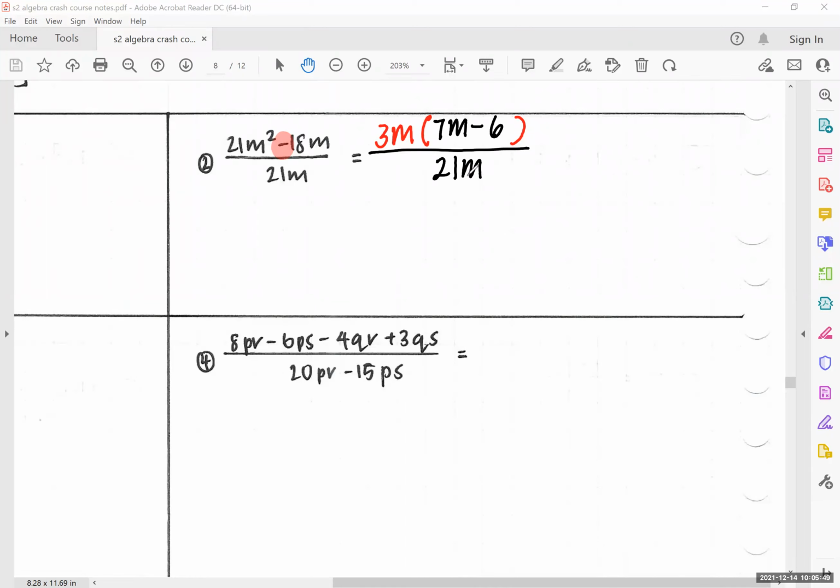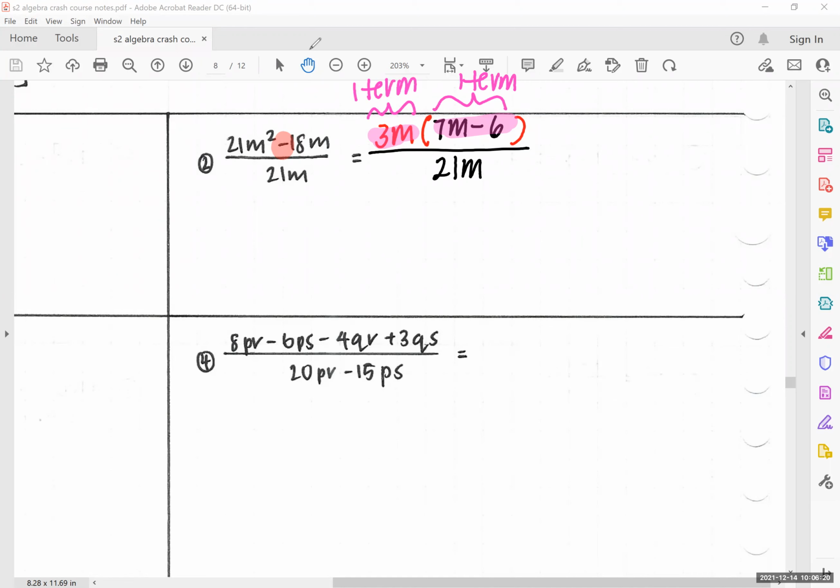It's super tricky because a lot of students, you know what they will do? They will cancel. Oh, look here, guys. They say, hey, can cancel. You do that, bye-bye, you're gone. Because why? Take a highlighter. This is one term, and this is another term. Write that down. One term, and this is one term. You cannot detach the 7m minus 6.